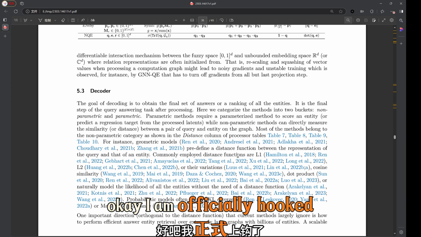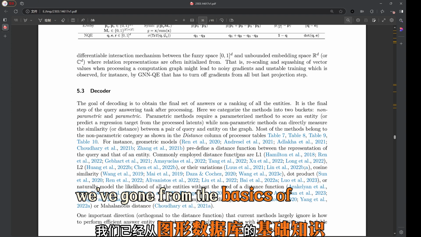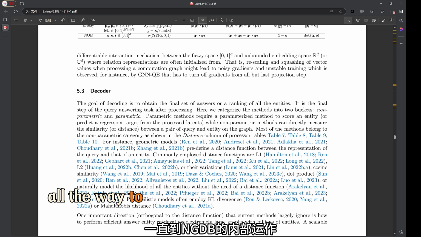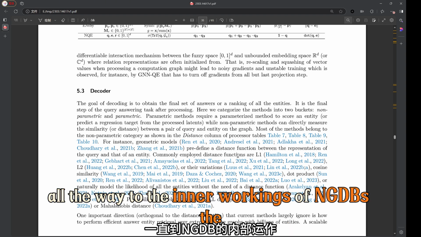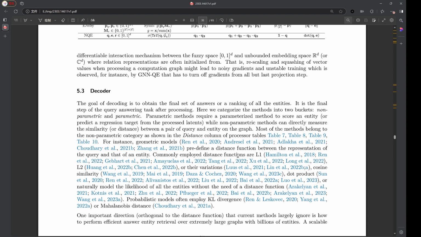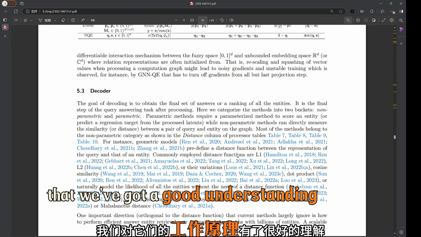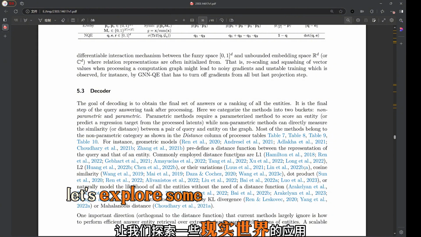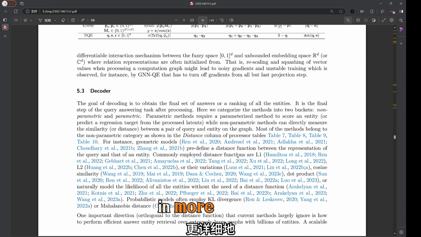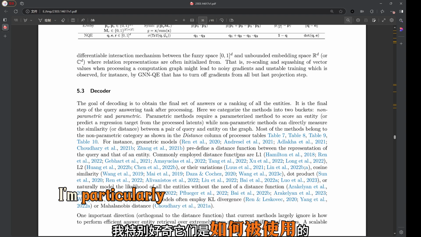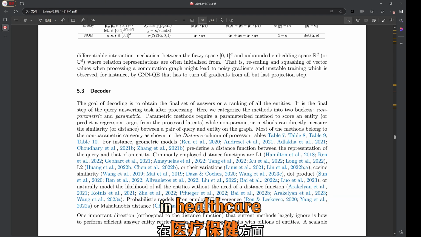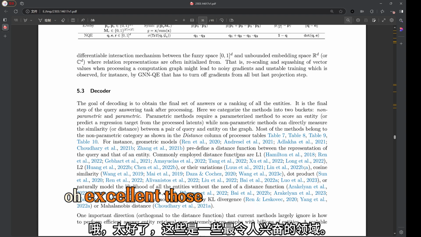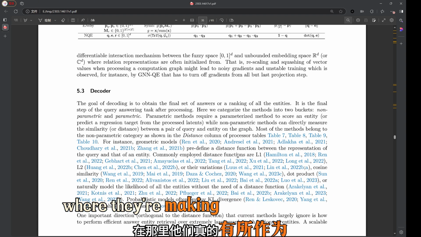Okay, I am officially hooked. We've gone from the basics of graph databases all the way to the inner workings of NGDBs and the challenges they face. It's been an incredible journey so far. I'm excited to see where we go next. Me too. We're just getting started. Now that we've got a good understanding of how they work, let's explore some of those real-world applications in more detail. Let's do it. I'm particularly curious about how they're being used in healthcare and scientific research. Oh, excellent. Those are some of the most exciting areas where they're making a real difference.